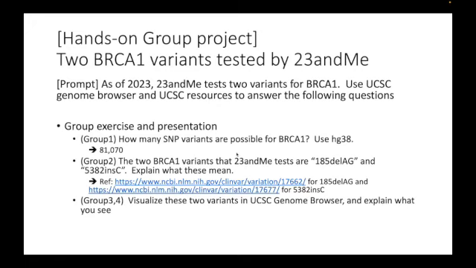Groups 3 and 4. Group 3, please try to visualize the first variant, 185delAG. And group 4, try to visualize the 5382insC using the UCSC Genome Browser, and then explain what you see. So that is basically the in-person hands-on group project. Please use MS Teams, or you can talk to each other if you know each other.